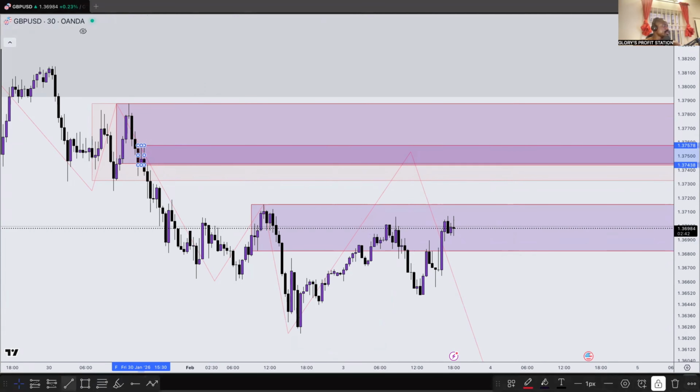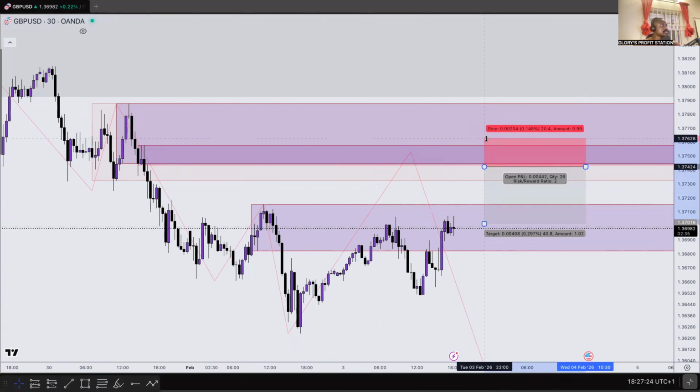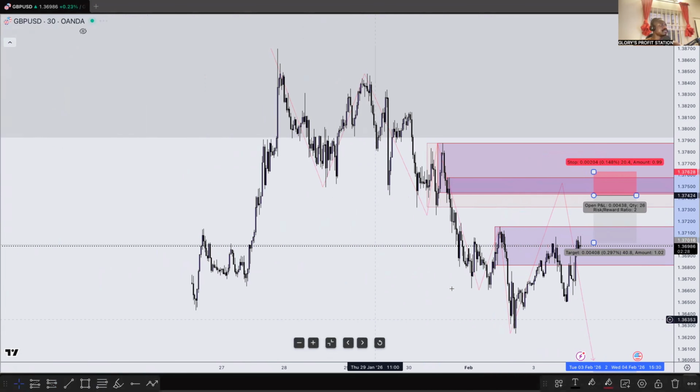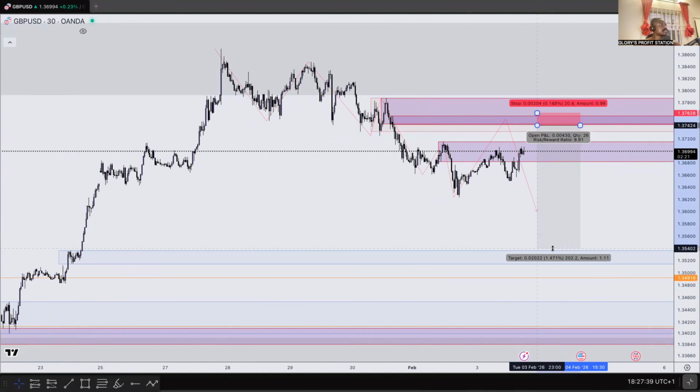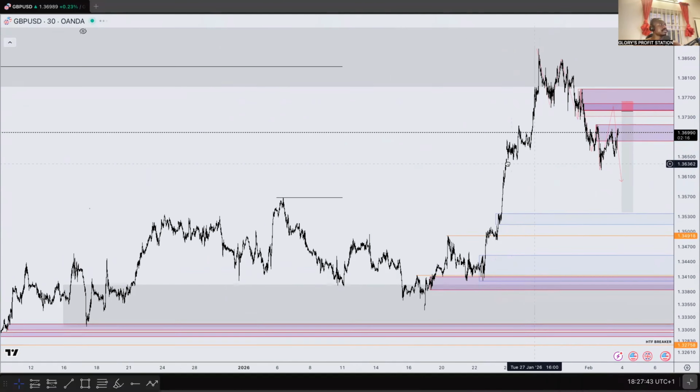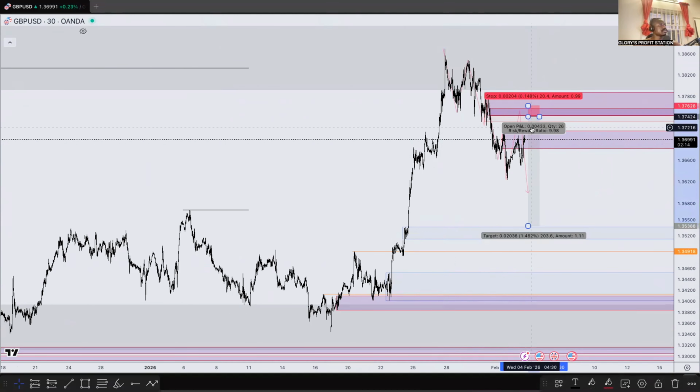Don't get confused because of the layers within layers, but you know exactly where I'm coming from. That's a 20 pip stop loss. This 20 pip stop loss is not terrible for a trade that has very good risk to reward potential. So that's a 1 to 10 trade. All right. So that's your entry price, stop loss, and your take profit right there.